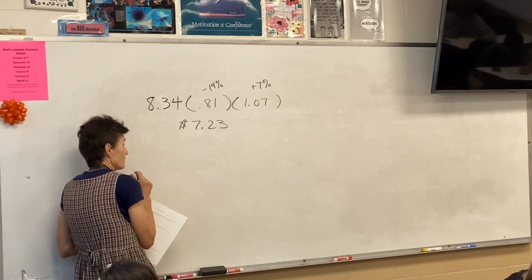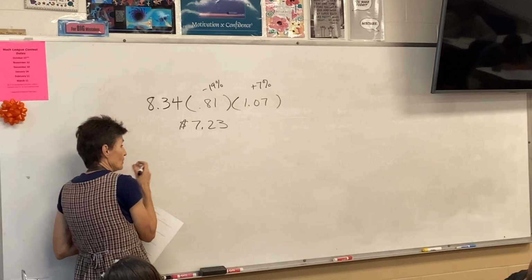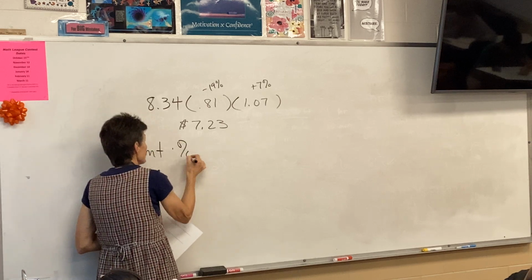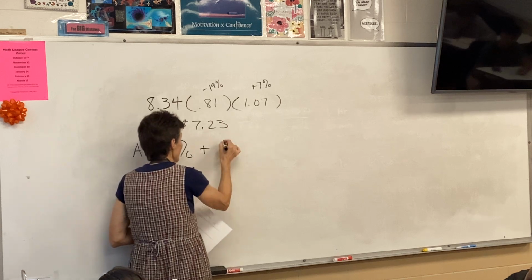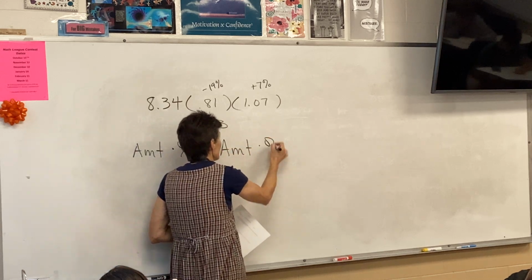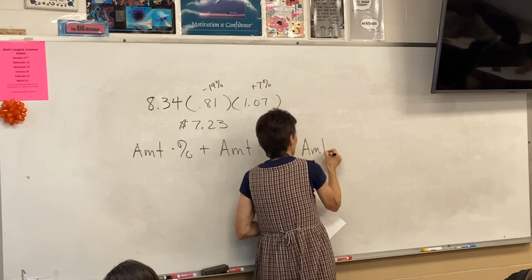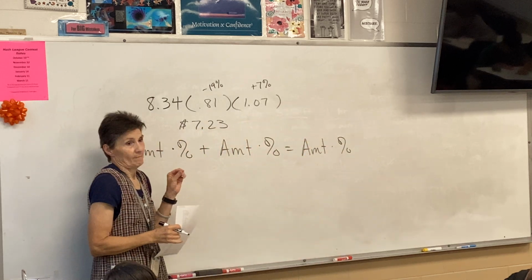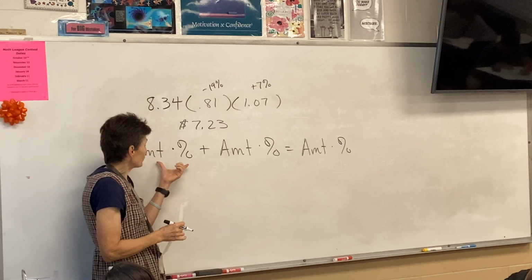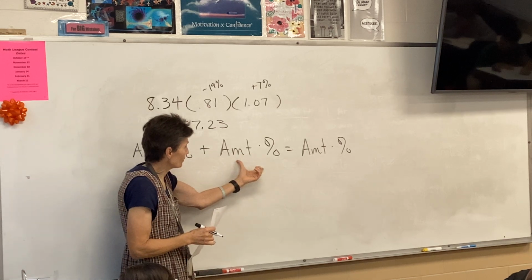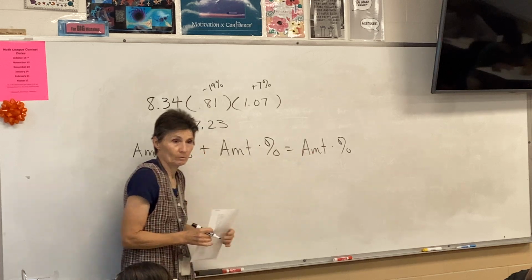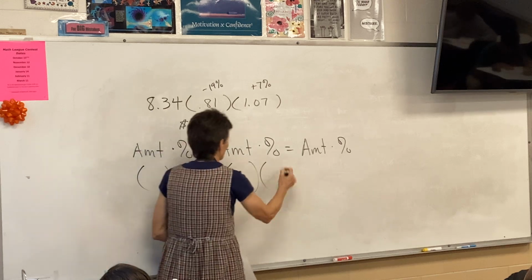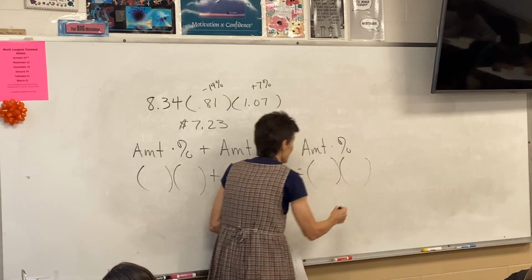All right. Now I'm going to do a mixture problem. So what's our kind of setup for every mixture problem we do? How are we going to set it up? Amount times percent plus amount times percent equals amount times percent, because what are we doing? We're adding two things together to get a final result, right? So what do we know about the two things we're adding together? What are the percentages involved?